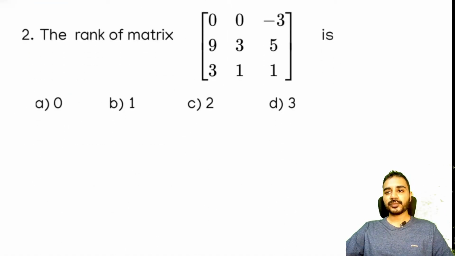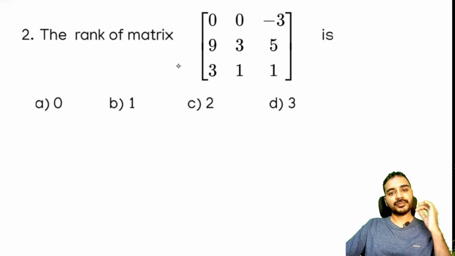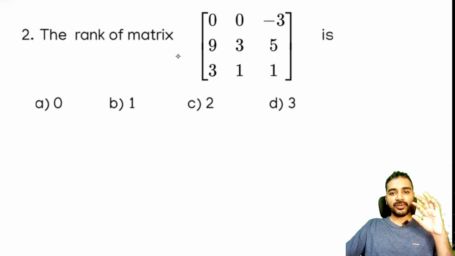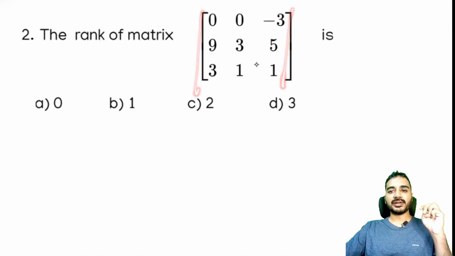So this is the second question. The question asks for the rank of a matrix. A 3 by 3 matrix is given and we need to calculate its rank. What is the first step? The first step is considering the largest minor of this matrix. What is the largest minor? The matrix itself is the largest minor. So we need to calculate the determinant of this matrix.